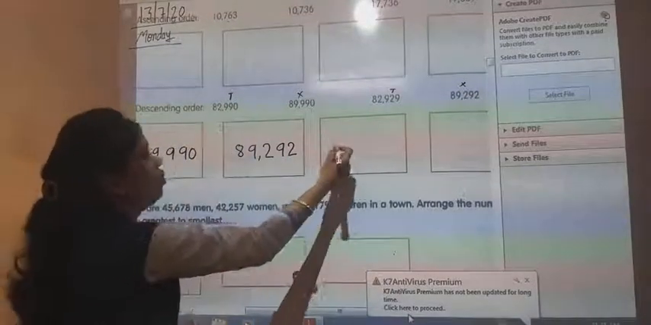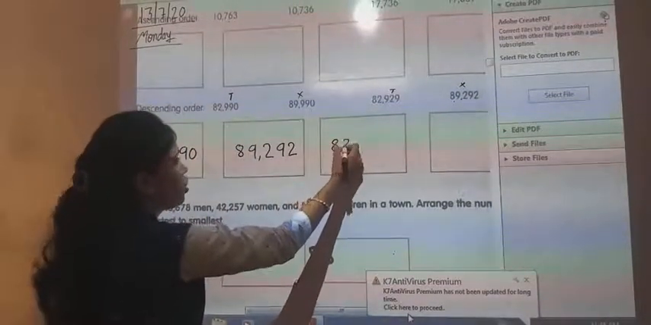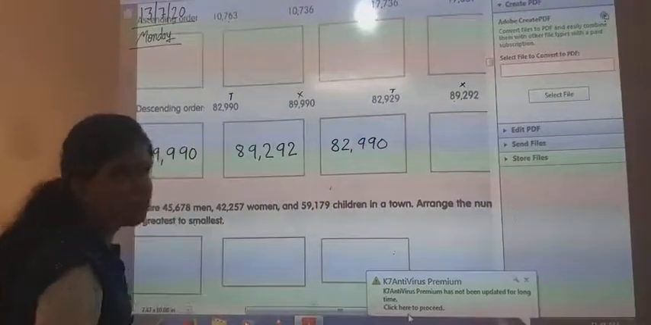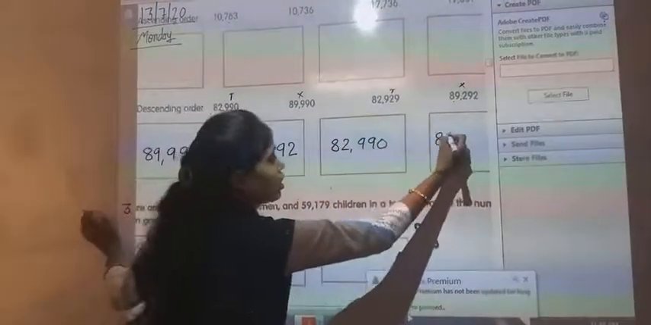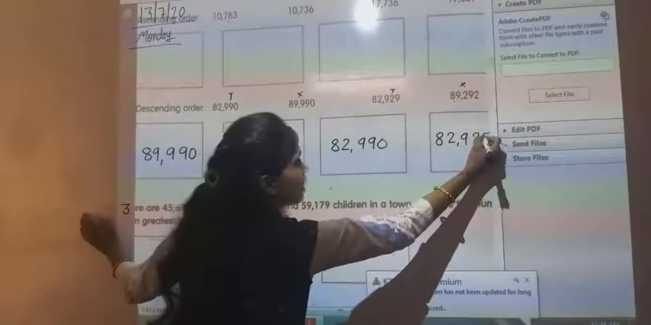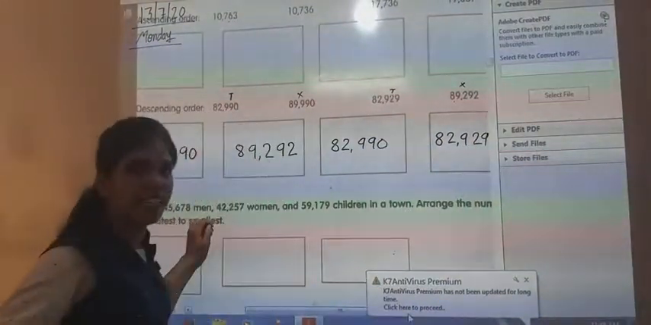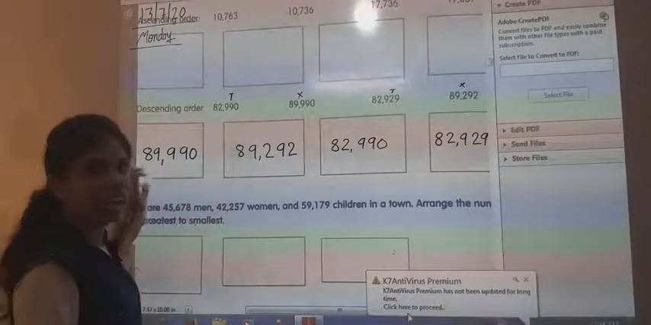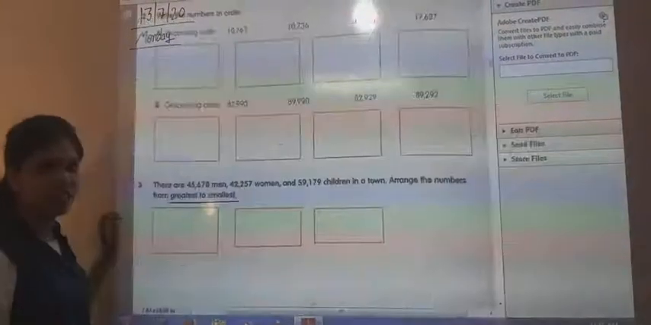Okay. Now the number is 82,990 and the last number is 82,929. This was the descending order.